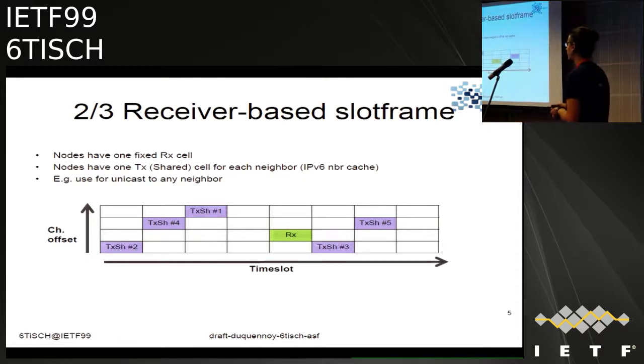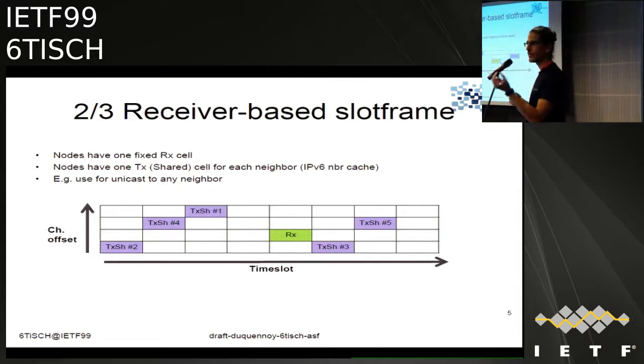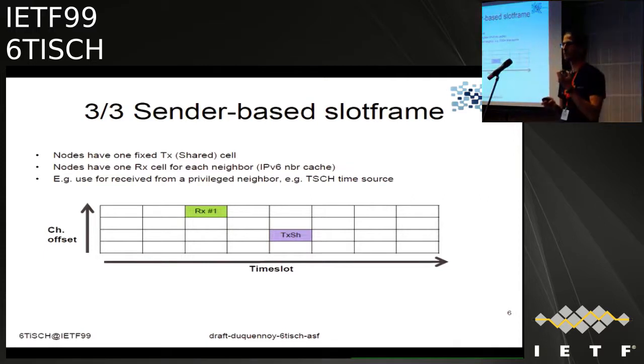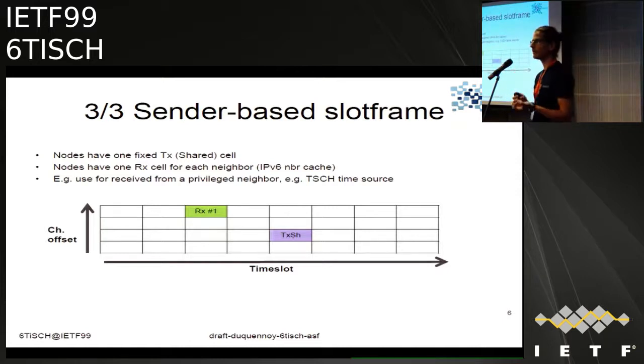It's a shared slot because you have multiple senders to the same neighbor, and also because you might have multiple nodes listening on the same cell, because the hash is not collision free. The last one is a sender-based slot frame, the exact same thing except that now the cell that is fixed is for sending, so you always have one cell based on the hash of your own MAC address.